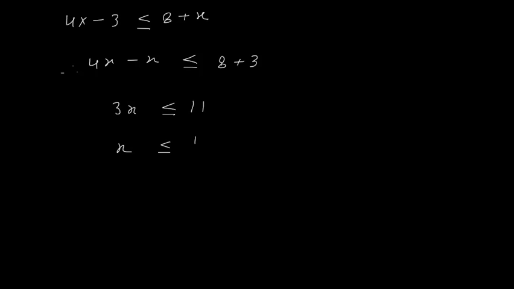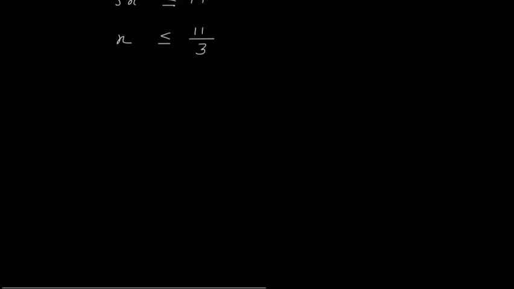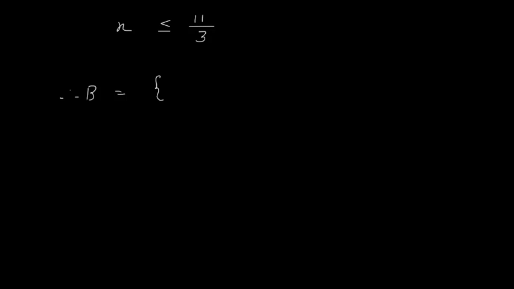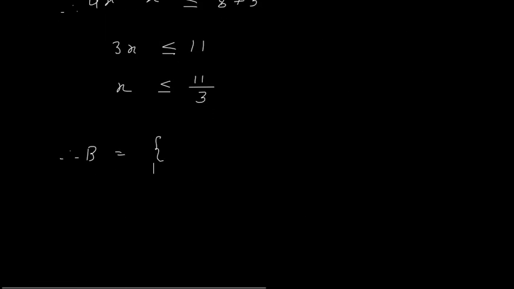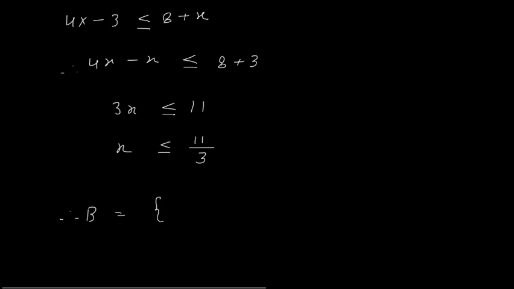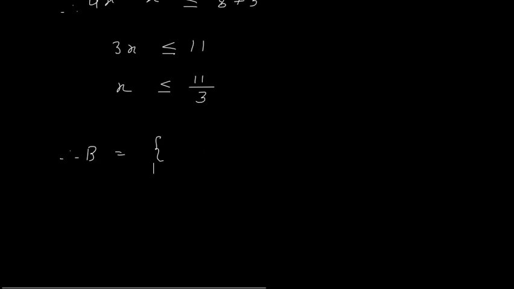So this x belongs to set B. Since x belongs to integer, set B is all integers less than or equal to 11 by 3. It starts from minus infinity, dot dot dot, minus 3, minus 2, minus 1, 0, 1. Now 3 4s are 12, which is more than 11, so it is 1, 2 and 3. I will stop here. This is set B. So we have set A and set B.